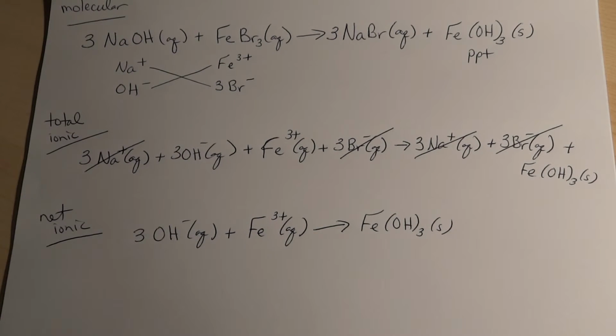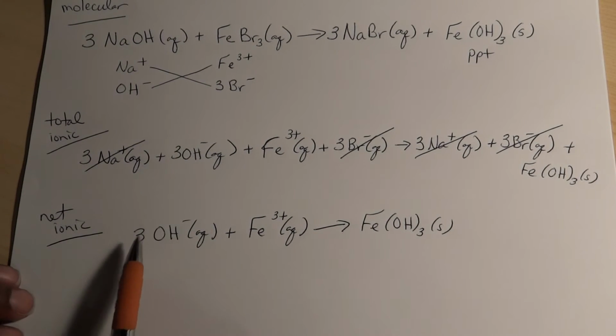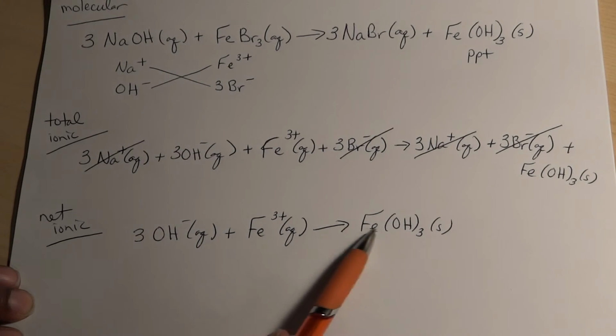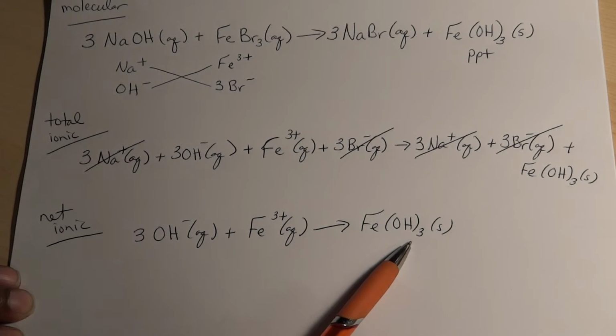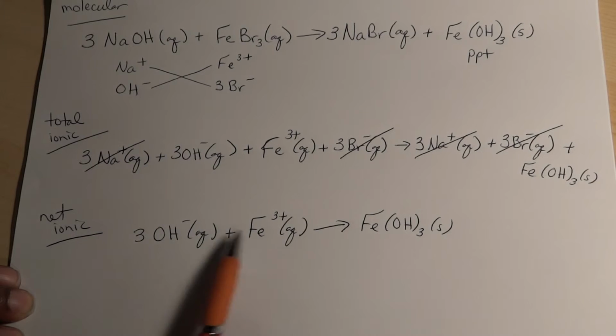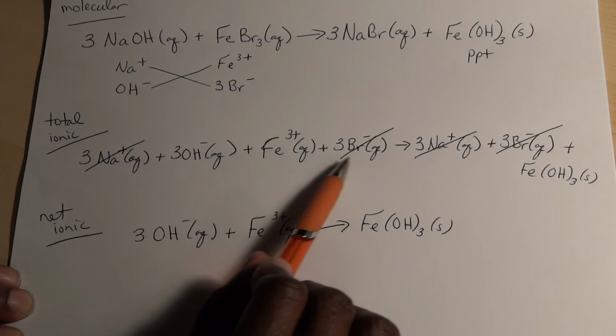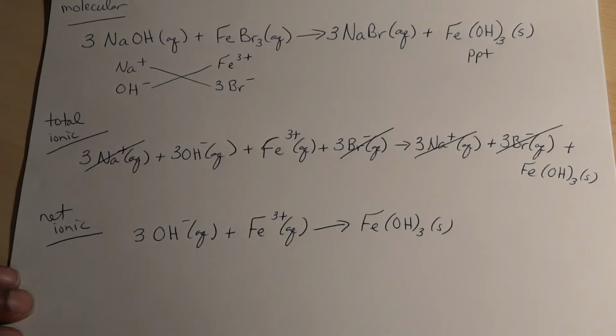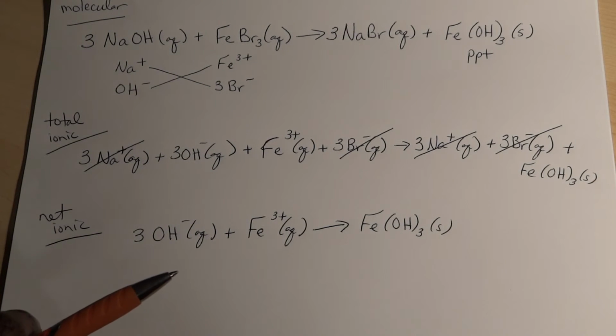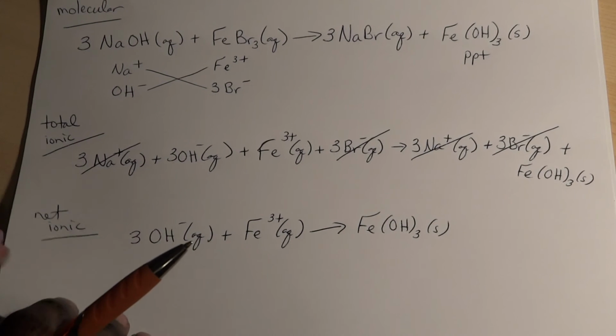So now we know that the main reaction was the production of this iron 3 hydroxide from 3 hydroxides and 1 iron ion, and the other ions were just spectators, so we didn't really need them. Okay, so let's take a look at another one.